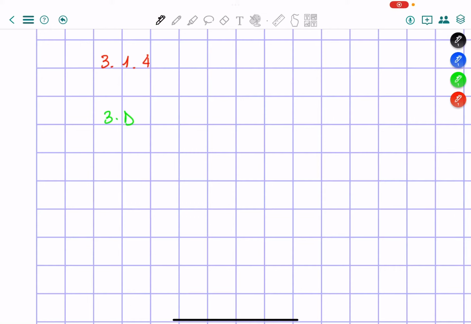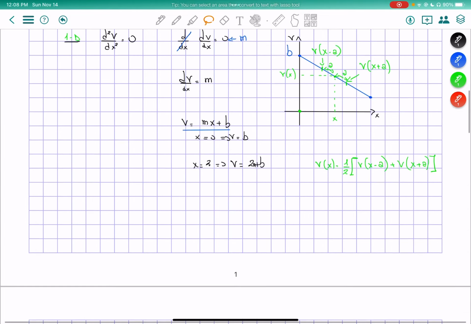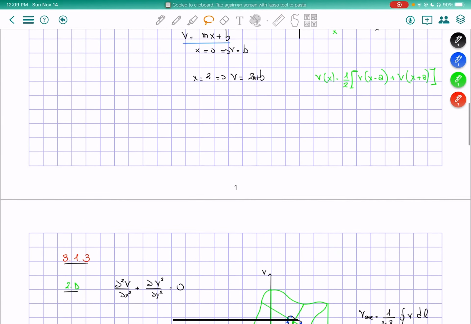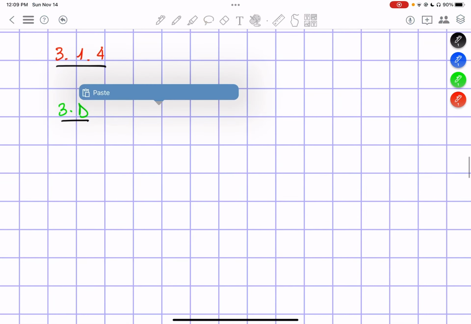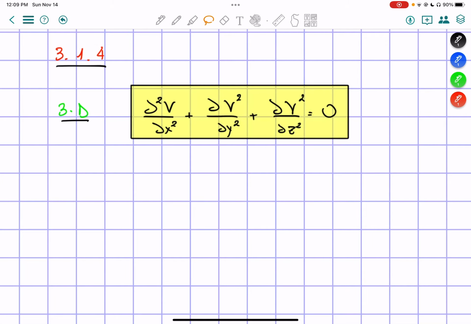So in section 3.1.4, Laplace's equation is finally used in 3 dimensions. So let's go back and copy Laplace's equation that we had. It's going to be this one here. And finally, we have it in 3 dimensions. So it's going to be very easy.